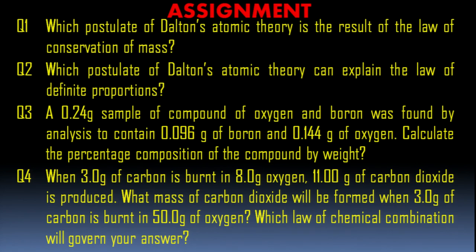Then comes a simple numerical question. 0.24 grams of sample of compound of oxygen and boron was found by analysis to contain 0.096 grams of boron and 0.144 grams of oxygen. Calculate the percentage composition of compound by weight. What you have to do here, children? Just read the question. It's very simple.